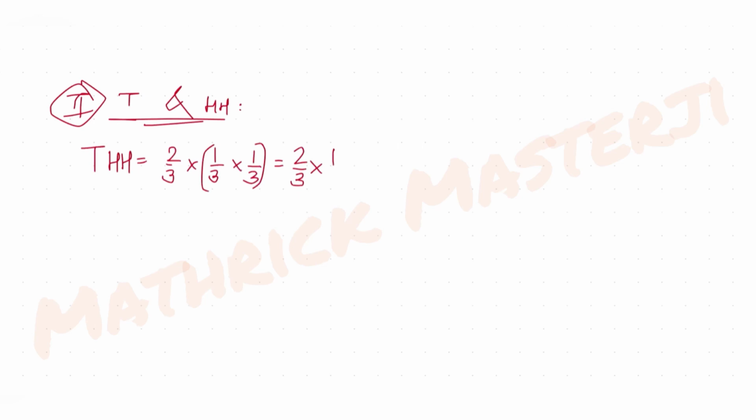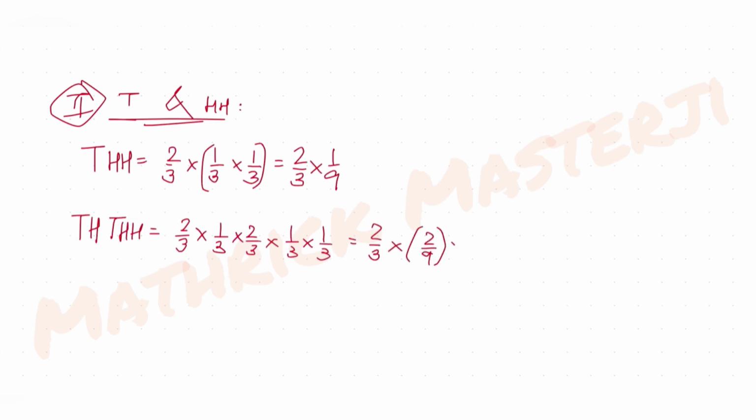Further, if I check, I get tails, then heads. So I don't stop my experiment, I continue it. Again, I get a tail, and then I get both heads. So I stop it here. So you get 2/3 into 1/3 into 2/3 into 1/3 into 1/3. So you get 2/3 into 2/9 into 1/9. So you get 2/3 and 1/9 as it is. The extra term that you're getting is 2/9.